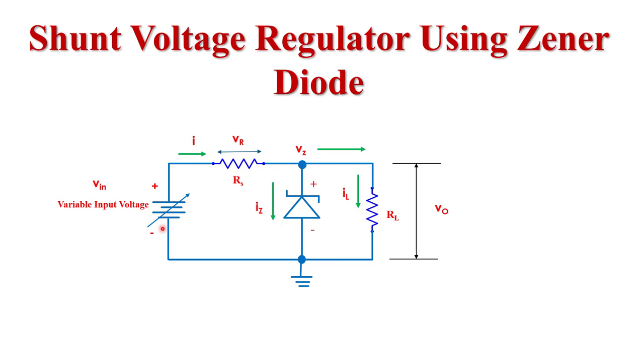Now this variable input voltage, or unregulated DC power supply, is obtained from a rectifier filter circuit, and Rs is the current limiting resistor. This current limiting resistor will protect the Zener diode from large reverse bias current, and RL is the load resistance. From Kirchhoff's current law, we get the current equation I = IL + Iz, where I is the input current, Iz is the Zener current, and IL is the load current. This is equation number 1.